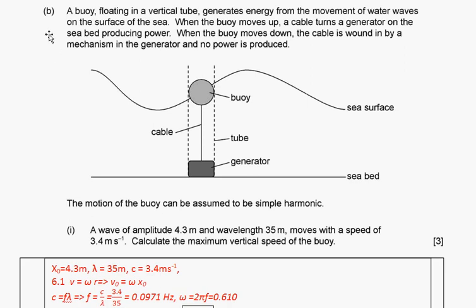A buoy floating in a vertical tube generates energy from the movement of water waves on the surface of the sea. When the buoy moves up, a cable turns a generator on the seabed, producing power. When the buoy moves down, the cable is wound in by a mechanism in the generator and no power is produced. So we have vibration, half cycle we produce electricity, half cycle we don't produce electricity.